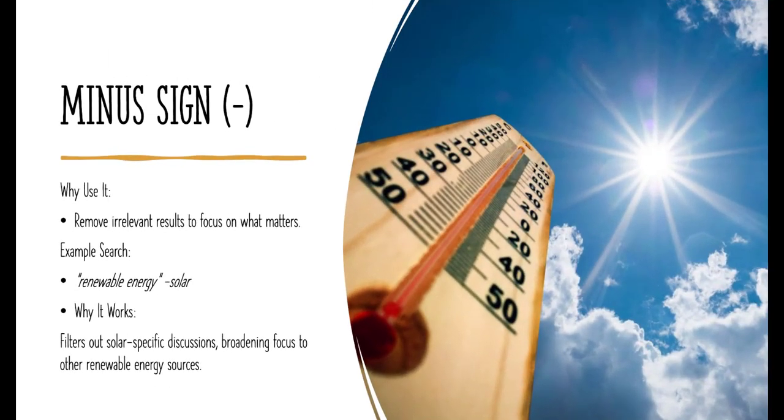Using the minus sign is a quick and effective way to refine your search results. The minus sign removes irrelevant results, helping you focus on the most relevant information for your research. For example, if I typed renewable energy with quotations minus solar into the search box, the search will exclude results specifically about solar energy, allowing you to explore other renewable energy sources like wind, hydro, or geothermal power.